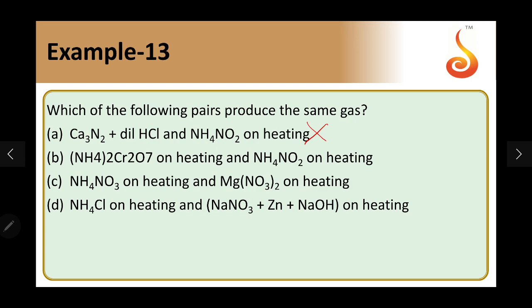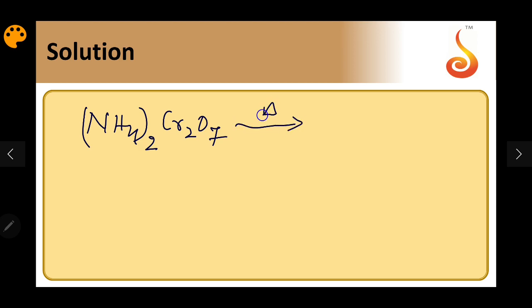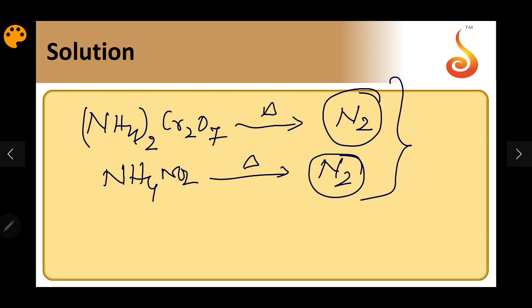Option B, ammonium dichromate and ammonium nitrite. So (NH4)2Cr2O7. This is a very important reaction. On thermal decomposition, this will give nitrogen as one of the products. Same way, NH4NO2 on thermal decomposition also gives nitrogen as one of the products. So both the salts will give nitrogen gas. This is one of the answers.